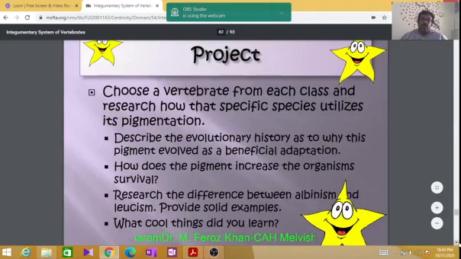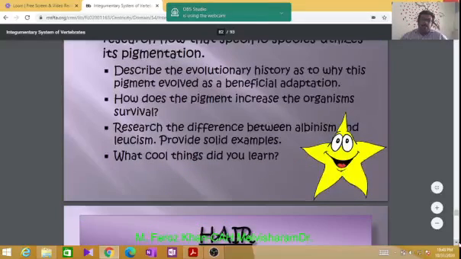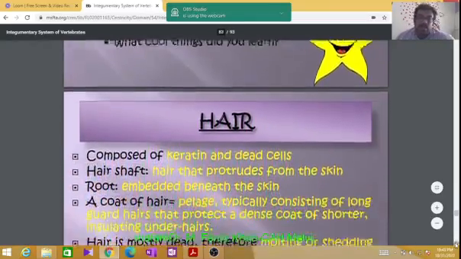It's work for you. Choose a vertebrate from each class and research how that specific species utilizes its pigmentation. Describe the evolutionary history, why this pigment evolved as a beneficial adaptation, how it increases survival, what the difference is between albinism and leucism with examples, and what cool things you learned. This is your project, you have to submit the assignment.